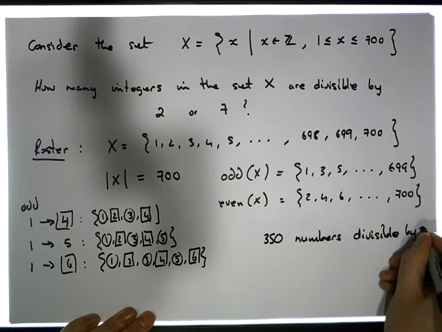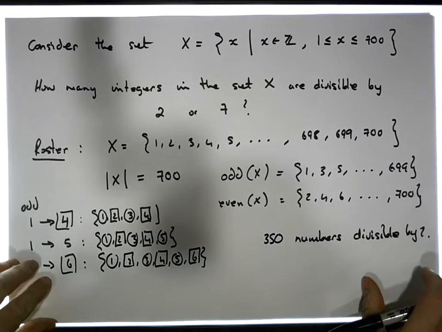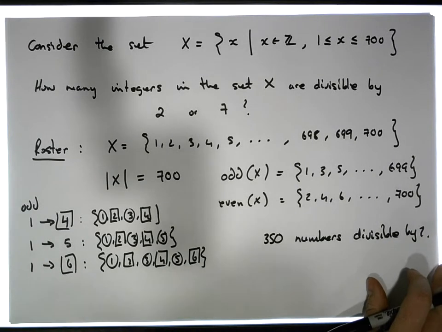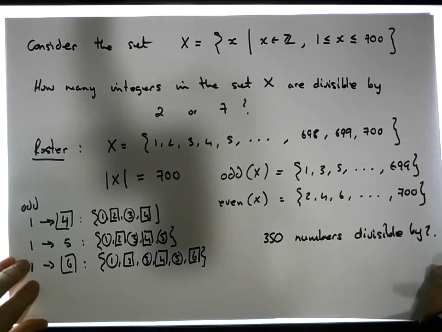By 2. Okay. What about the numbers divisible by 7? It's going to be a little bit trickier. Okay? Maybe we need to bring in a little bit of number theory here in relation to divisibility. Well, let's think about it. So let's just list out our numbers.